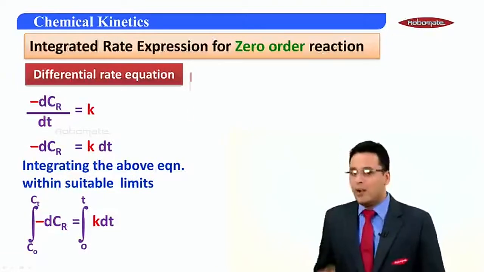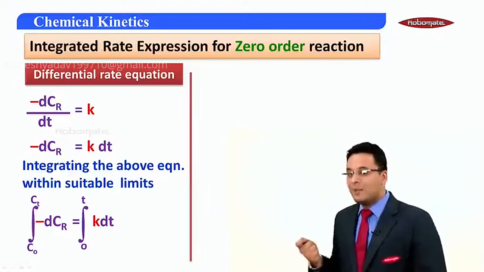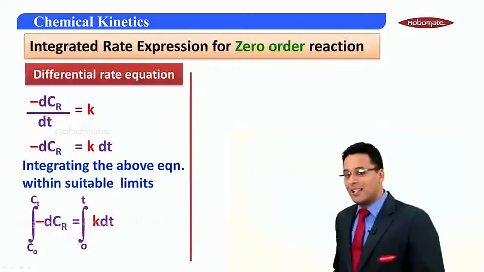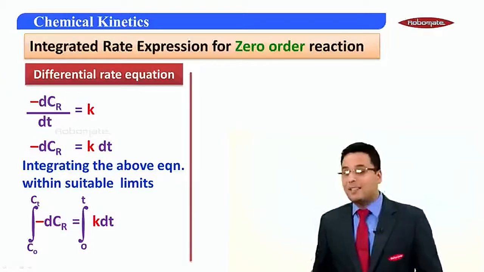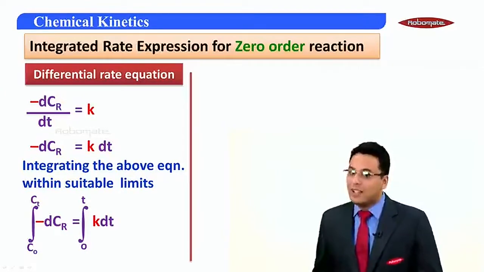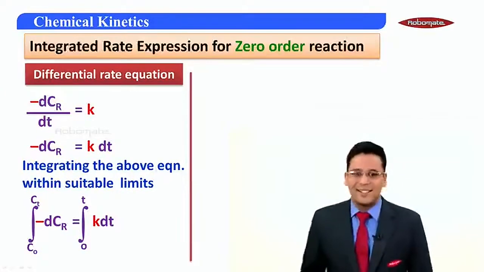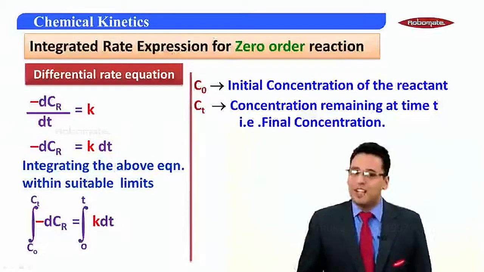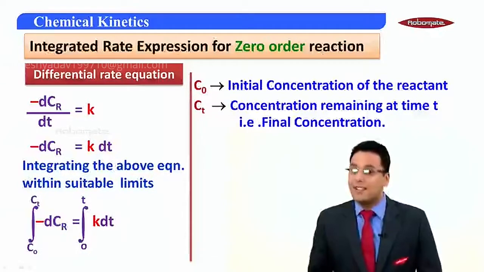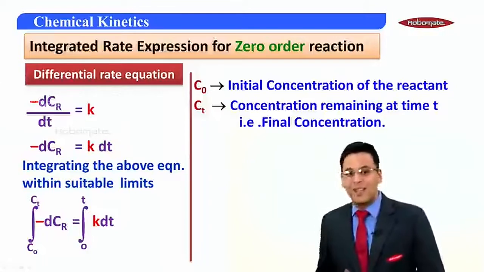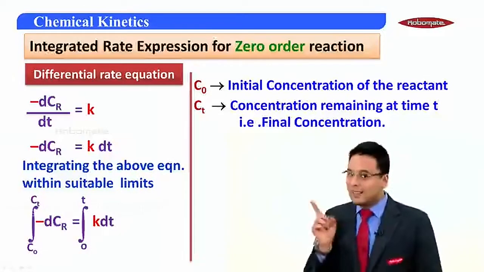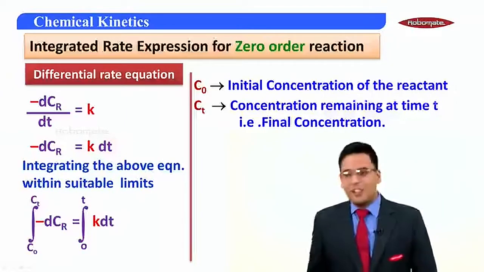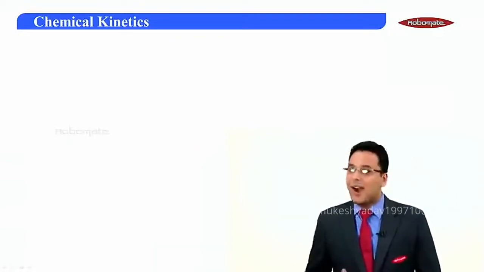Now take a look at the lower limit. You can say that when time is 0, the reaction has not even started. The concentration is C0. And when time is t, the concentration at that point of time is Ct. So here we have our limits. C0 is the initial concentration of the reactant when the reaction has not even started, time is 0. And at time t, Ct is the concentration remaining, that's the final concentration.